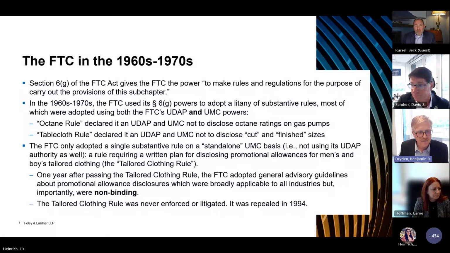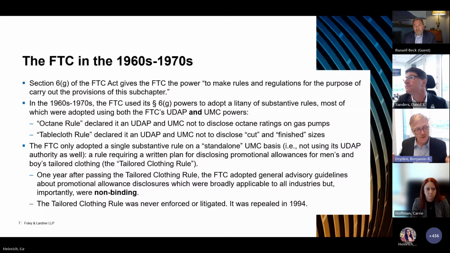Importantly, during this time, the FTC only adopted one rule on a standalone UMC basis, by which I mean a rule that they promulgated that they said certain conduct was a UMC, but they didn't also say it was a UDAP. And this was as picayune a rule as you could imagine. It was a rule requiring a written plan for disclosing promotional allowances for men's and boys' tailored clothing.